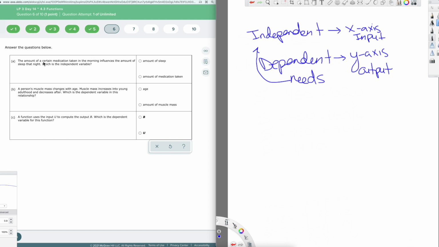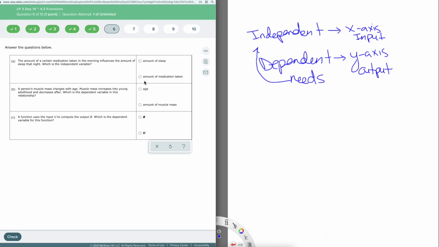So the amount of a certain medication taken in the morning influences the amount of sleep that night. Which is the independent variable? If we're talking about amount of sleep and the amount of medication taken, and it even said the amount of medication influences the sleep. So medication influences sleep. This actually pushes us towards which one's dependent, which one needs the other. So sleep is going to need the medication. That would mean that sleep is dependent upon taking the medication.